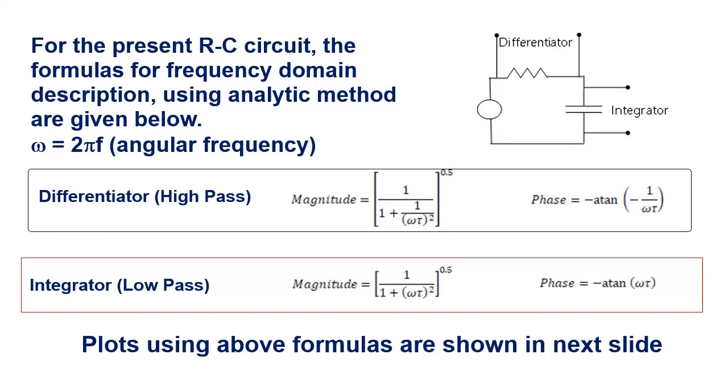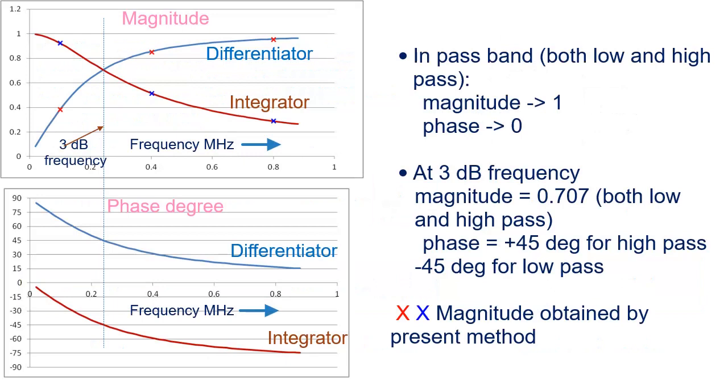Formulas for magnitude and phase of voltage transfer function are shown, both for differentiator and integrator. Plots for magnitude and phase are shown for differentiator and integrator. High-pass and low-pass behavior are clear from the magnitude plots.